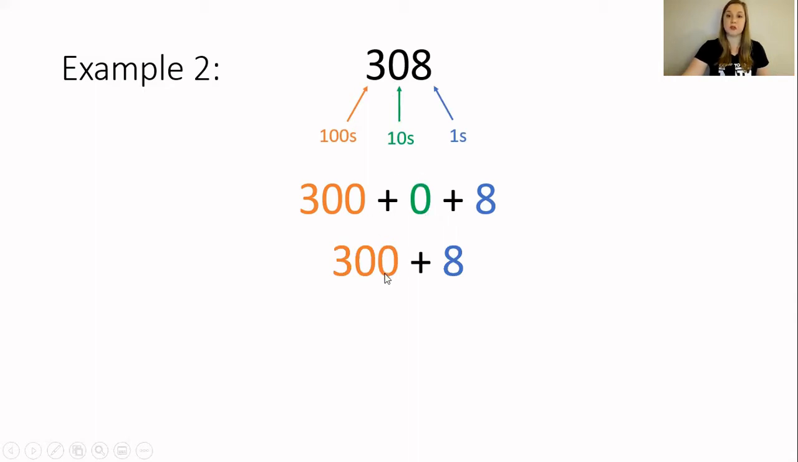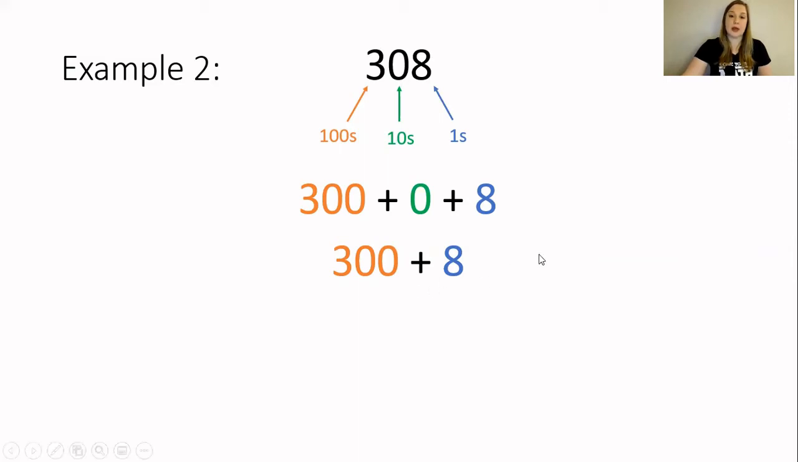We can just do 300 plus 8 because we only have values in the 100s place and the ones place. All right, so we can just ignore the tens place because there's nothing there. And now again, this is a grade 3 to 5 level answer of expanded form. So let's take it a step further and show how we would write it for a grade 7 level.